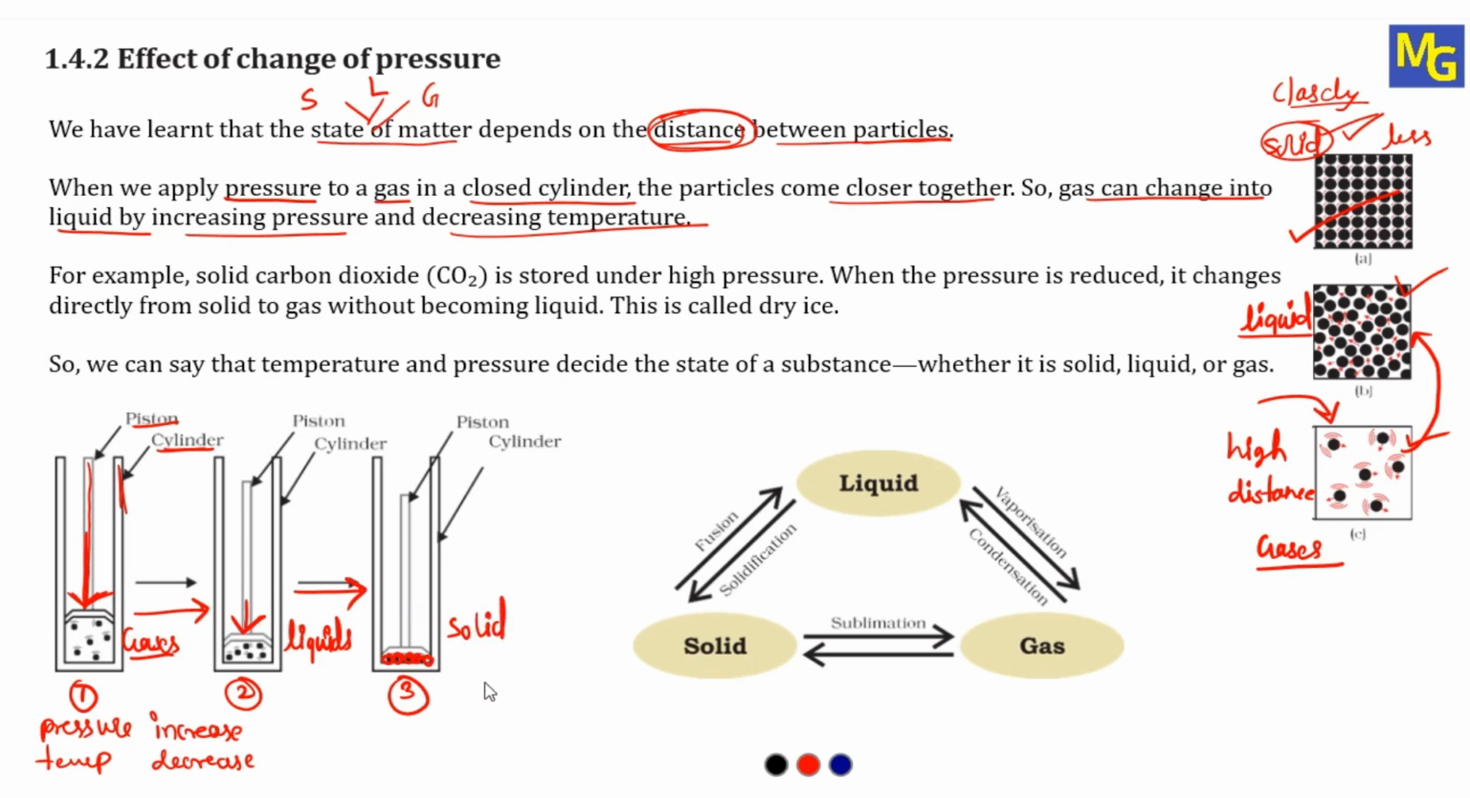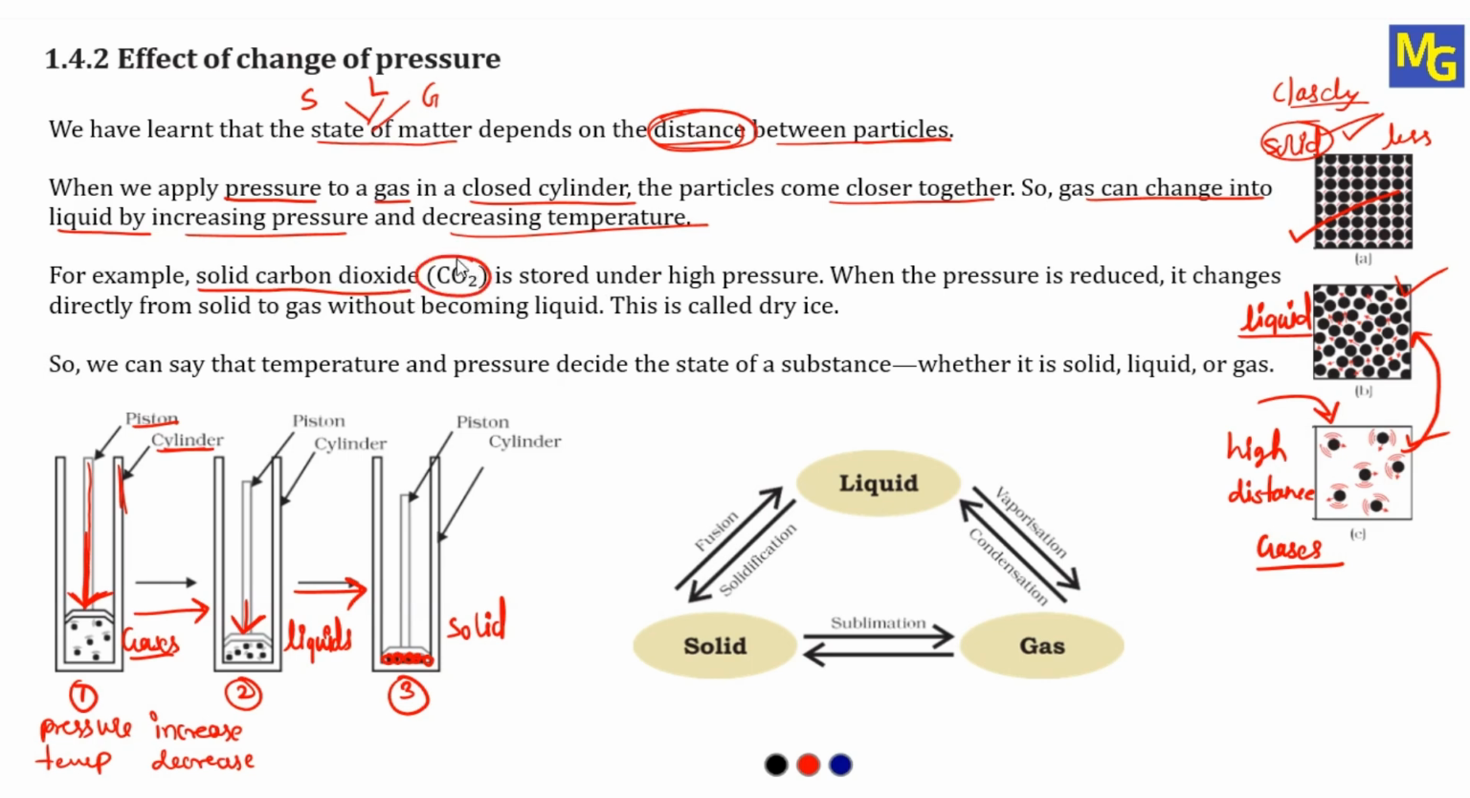So this shows that by increasing the pressure and decreasing the temperature, we can convert gases to liquids and liquids to solids. This process we can use for one example, that is the formation of solid carbon dioxide.